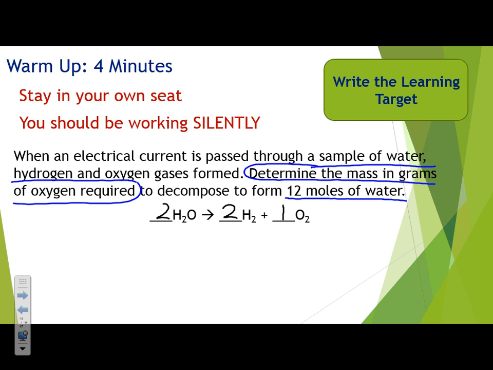Alright, so let's go ahead and come back to our warm-up here. So we know we started with our 12 moles of water. So we're going to go ahead and start with that. We begin with 12 moles of water, which is H2O. So this here is our given. Started with 12 moles of H2O. Now we know that here we're looking for the mass in grams.